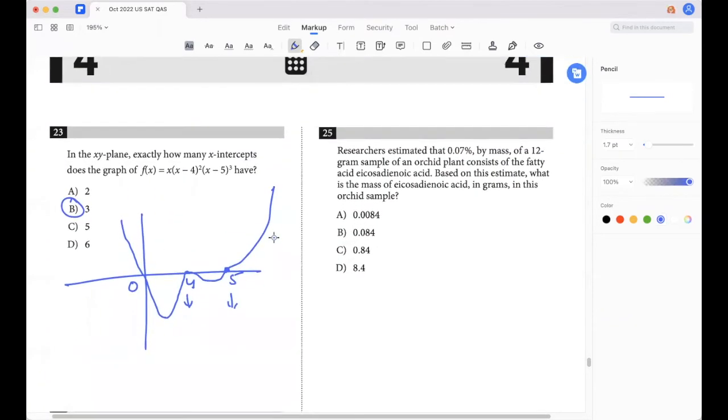Researchers estimated that 0.07% by mass of a 12-gram sample of an orchid plant consists of the fatty acid this. What is the mass of this of the orchid sample? Okay, so 0.07% into 12. So 0.07 by 100 into 12. So that's 84, and you need 4 places. So 0.0084.